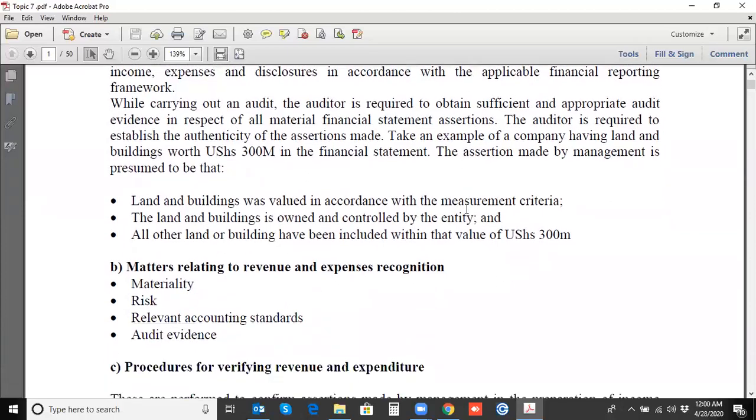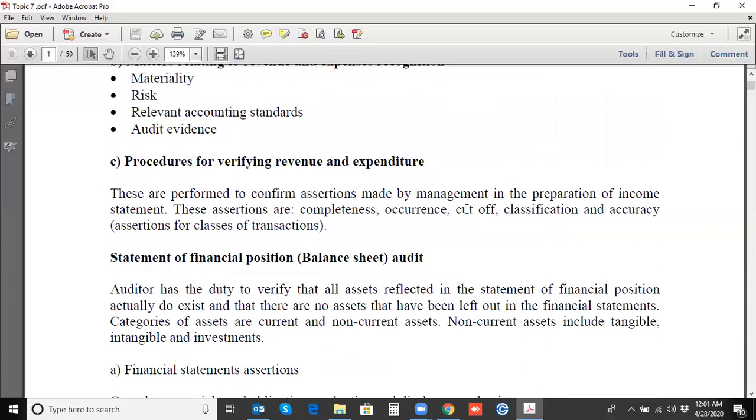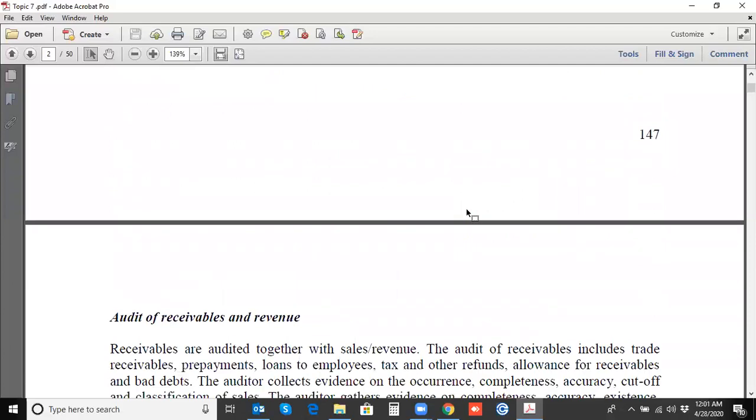So in looking at all these aspects, you're going to be looking at materiality. Materiality we define as something that influences, something that brings a change in the economic decision made by the users of the financial statements. And the risk: what is the possibility of the expected being different from the actual, in terms of presentation, measurement, or compliance with these financial statements. Then you're going to be looking at the relevant accounting standards and the evidence that you have at hand. So we're going to look at the procedures specifically for looking at revenue and receivables in the remainder of this discussion.